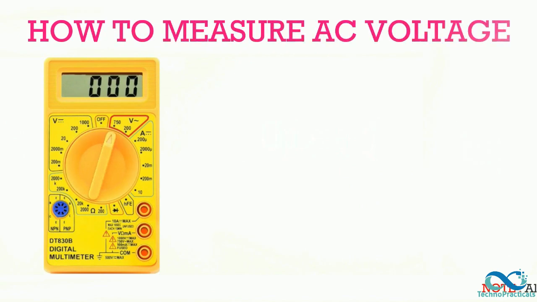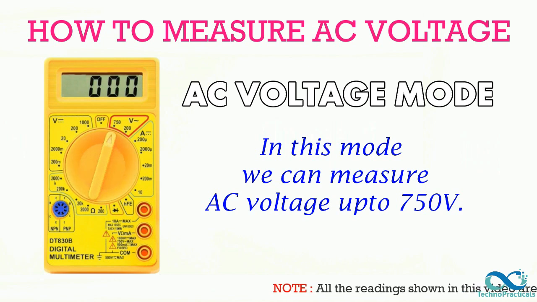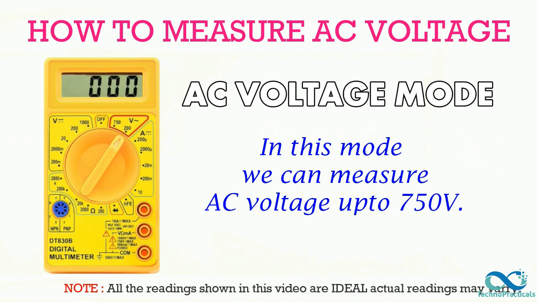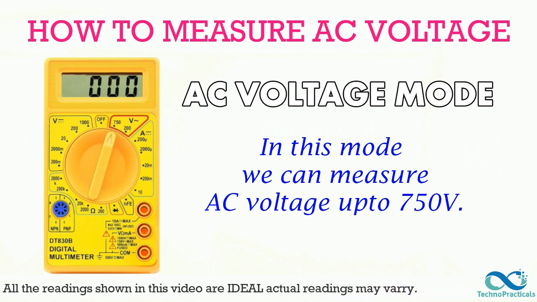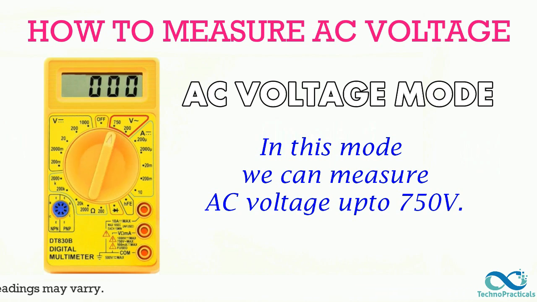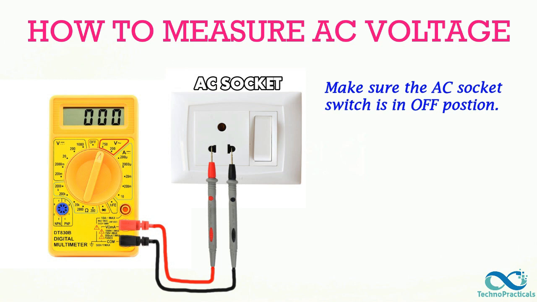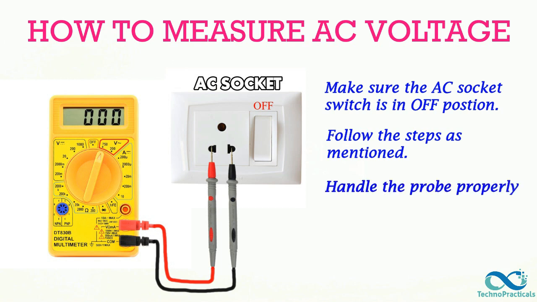Now let's see how to use this multimeter. Please note all the readings in this video are ideal and actual readings may vary. Now let's start with AC voltage mode. In this mode we can measure AC voltage in a circuit till 750 volts maximum. Before starting with AC voltage mode, there are certain safety measures that are to be followed. Make sure the AC socket switch is in off position. Follow the steps as mentioned and handle the probes properly to avoid risk of getting shock.